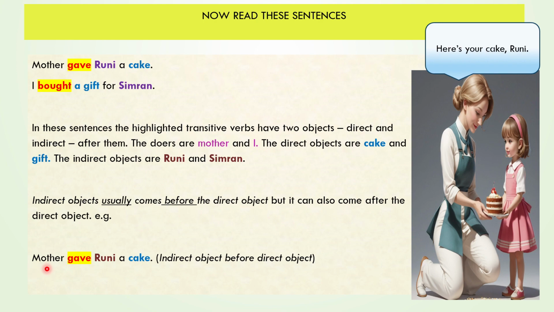Here, mother gave Rooney a cake. Usually we see that the indirect object comes before the direct object, but we can also write mother gave a cake to Rooney. Here we have put the direct object before the indirect object. So both ways are possible.